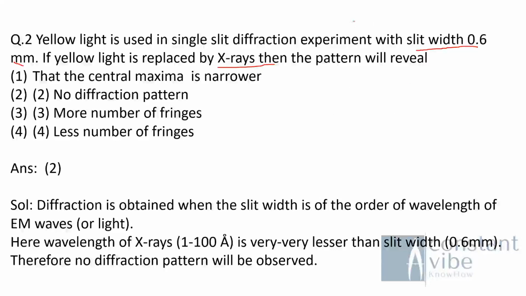What is mentioned here? Yellow light is used for a single slit diffraction experiment, and the width is 0.6 mm. And this yellow light is replaced with X-rays. Then what will be the pattern?